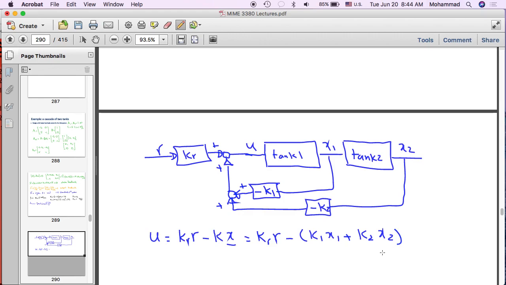So K is a row vector, 1 by 2. X is a column vector, 2 by 1. So when you multiply them by each other, they become a scalar. The dimension of K is 1 by 2, the dimension of X is 2 by 1, so when you multiply them, you get a scalar out, which is K1 times X1 plus K2 times X2.